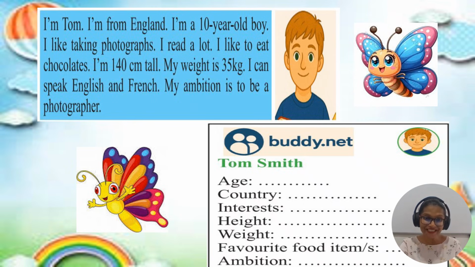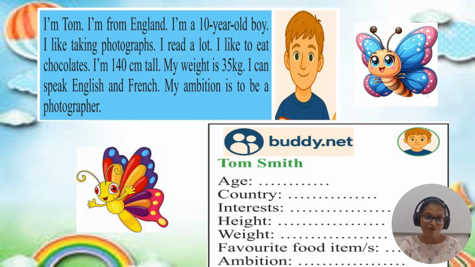Third one, interests. What does he like to do? Let's see. I like taking photographs. I read a lot. I like to eat chocolate. So we can write those: taking photographs, reading, eating chocolates. Those are his interests. Next one, height. How tall is he? It's given in his eBuddy profile, that is 140 centimeters.